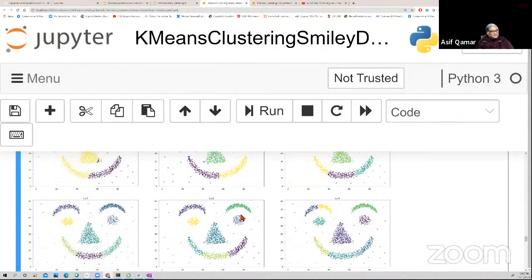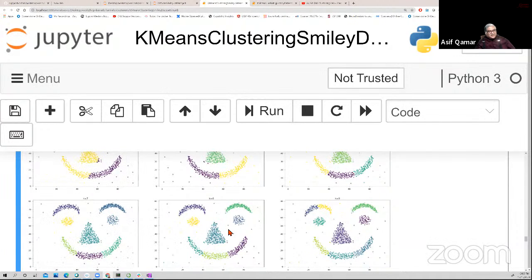For k is equal to 7, the game becomes more interesting. Now, if you look at the left eyebrow and the left eye, they are coming across as two different clusters. Do you see that, guys? They are being represented by different colors. But on this side, it's not.